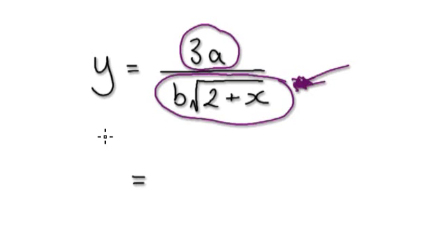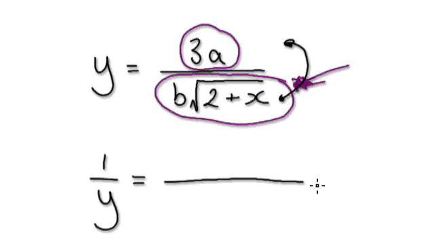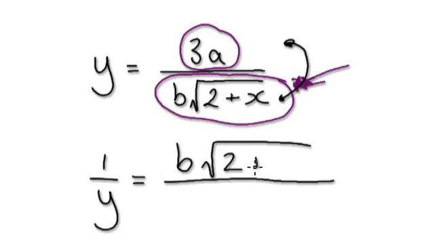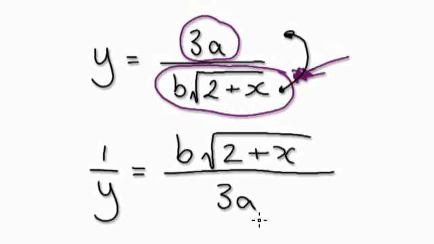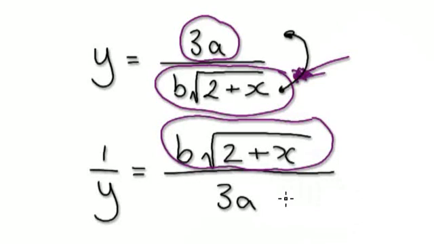So here, when you take the reciprocal, y will be 1 over y, and then these two will switch around. So it will be b root 2 plus x over 3a here. You are just taking the reciprocal both sides. So now visualize it as this. You've got one bubble dividing by this bubble here. So let's times both sides by this bubble here.